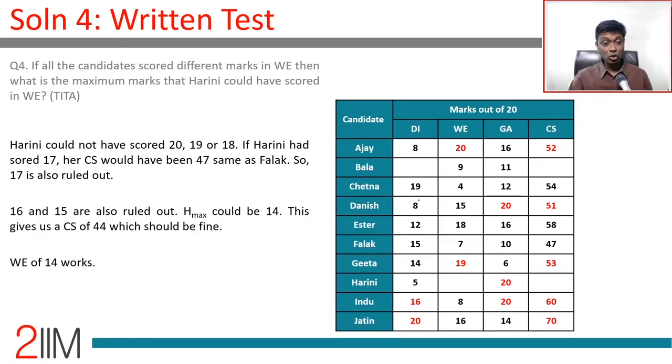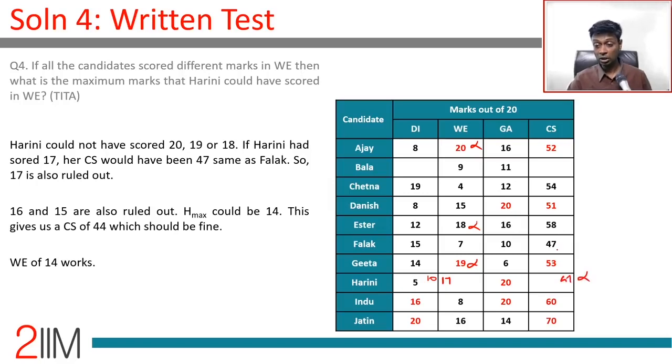If all the candidates score different marks in WE, then what is the maximum marks Harini could have scored in WE? Different marks. So we want maximum. Let's start from 20. 20 is ruled out. 19 is ruled out. 18 is ruled out. Maybe Harini scored 17. If you put the 17, then composite score will be 10 plus 17, 27 plus 20, 47.